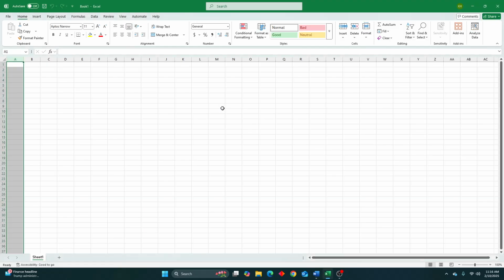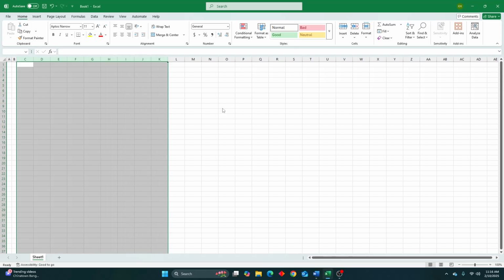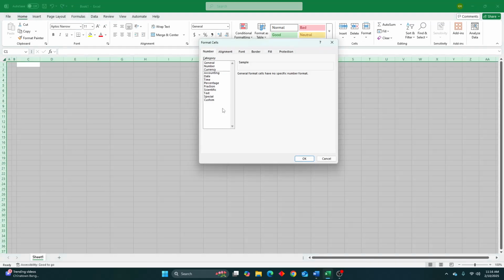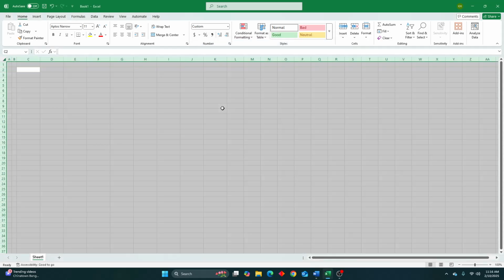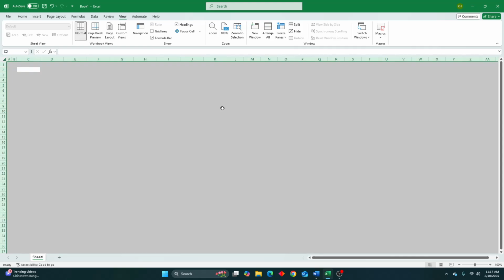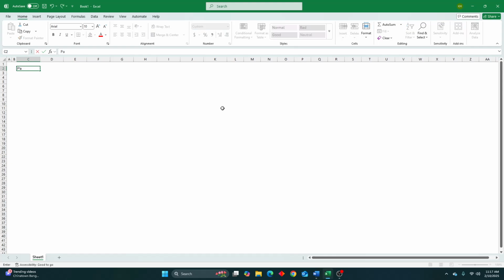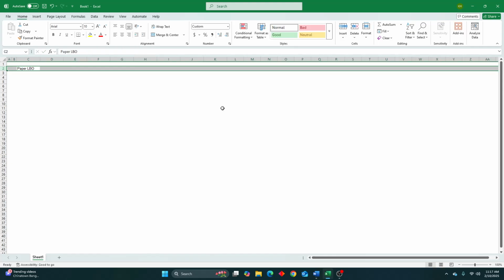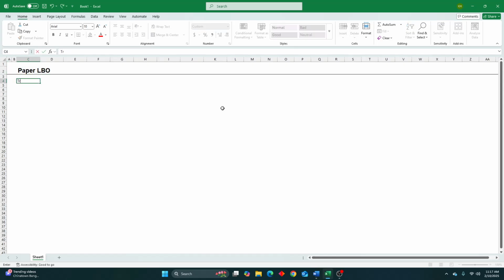So first thing, we can jump in. I'll just lay out some base formatting for the sheet. This is quick, basic formatting, and we'll hop right into it. There we go. Okay. So first things first, this will be our paper LBO. Just like that. The first thing that we're going to do, same as last time, is the laying out of our transaction assumptions.